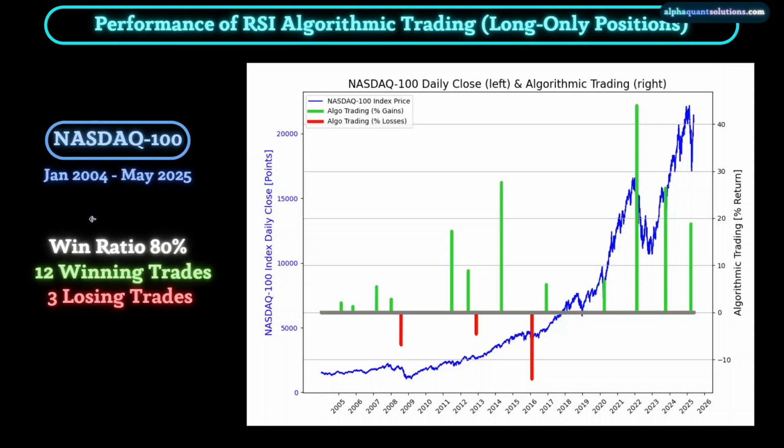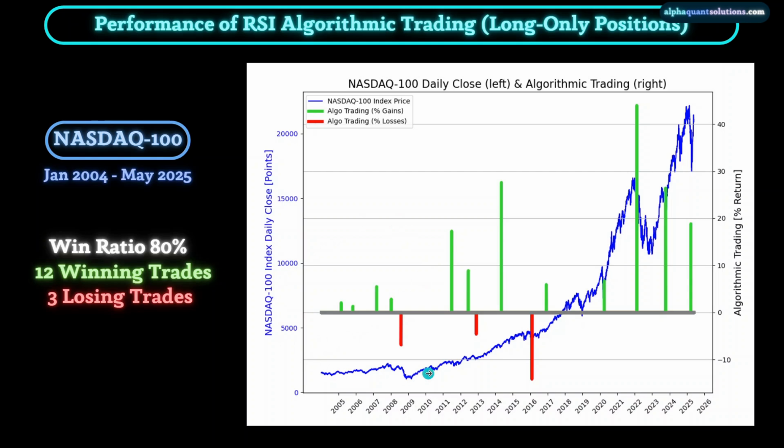Now let's have a look at the performance of such an RSI algorithmic trading framework, where we have used the filtered RSI signal, and we have applied it here to the Nasdaq 100 for the time period between January 2004 and May 2025. This has delivered 15 trades, 12 of which are winning trades, so a win ratio of 80%.